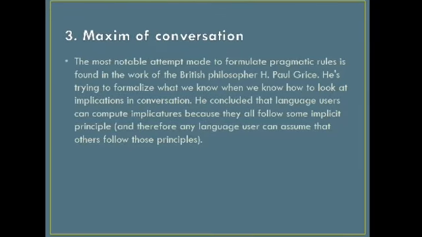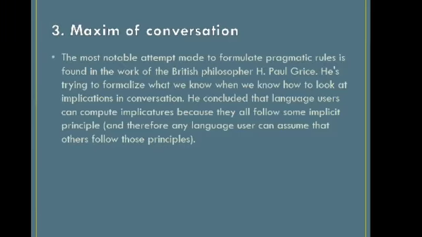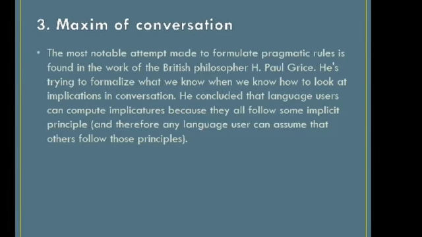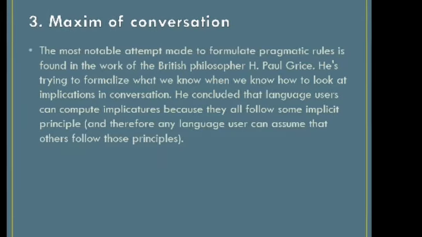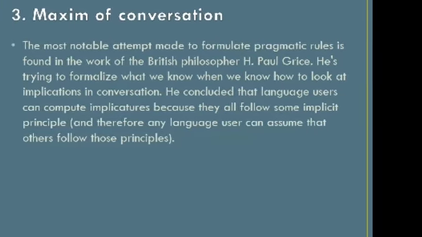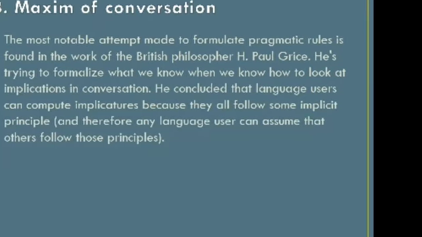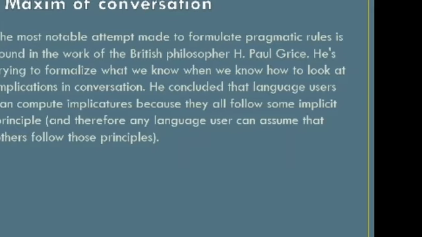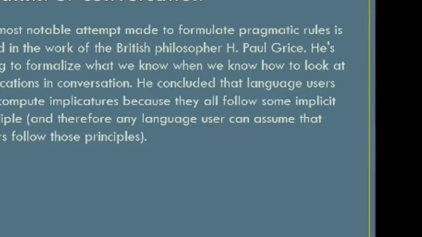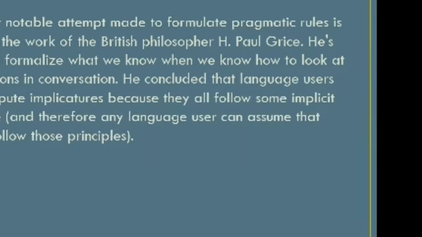The third, maxims of conversation. The most notable attempt made to formulate pragmatic rules is found in the work of the British philosopher H. Paul Grice. He tried to formalize what we know when we know how to look at implication in conversation. He concluded that language users can compute implicatures because they all follow some implicit principles, and therefore any language user can assume that others follow those principles.